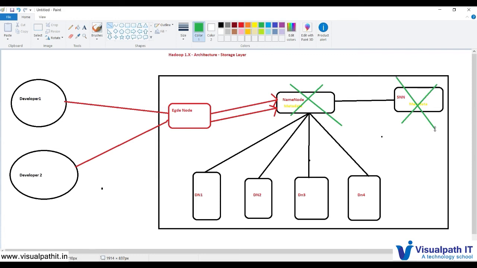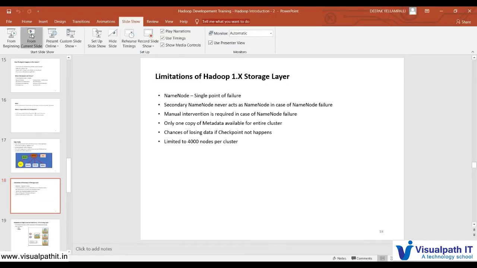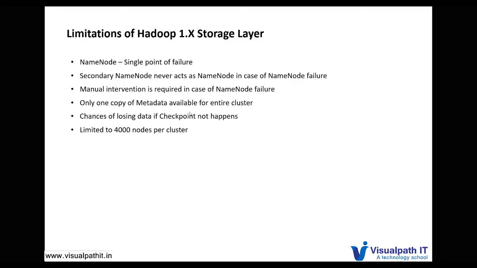So that is the reason. If the name node goes down, what is the scenario? We have only one copy of metadata available for the entire cluster. That is also one of the drawbacks in Hadoop 1x. It means there is a chance of losing data if checkpointing has not happened. If checkpointing has not happened, we will lose all the edits, right?